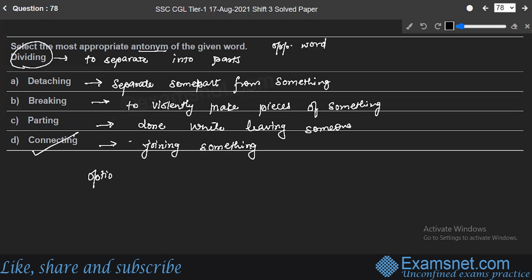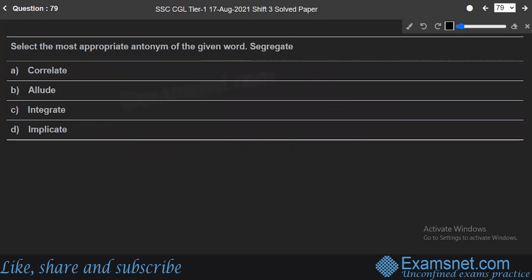Option D is the correct answer to the question. Hope you're clear with this. Now let's move to the next question, number 79. So in this question, you have to select the most appropriate antonym, and the given word is segregate. The options are correlate, allude, integrate, or implicate. Let's see the meaning again so that we can decide our answer.